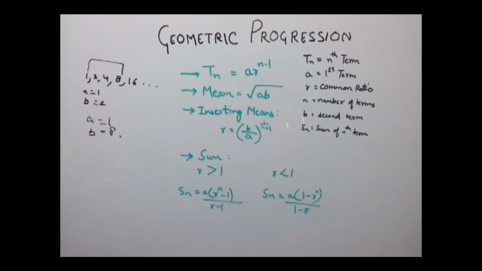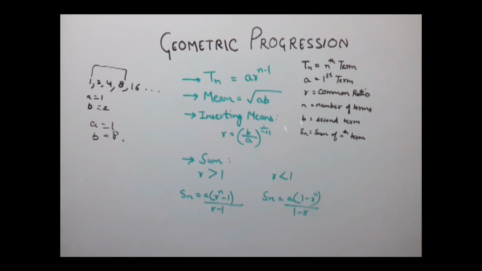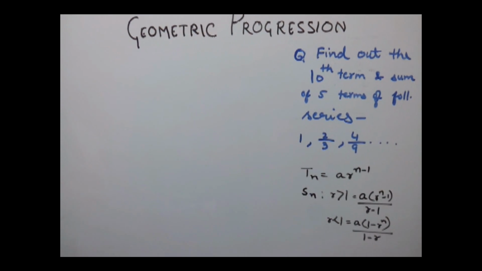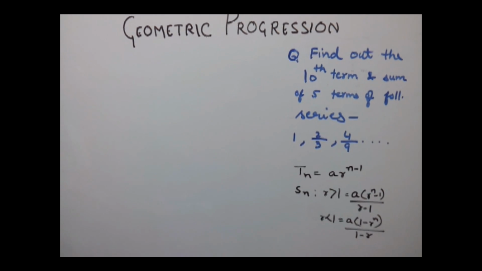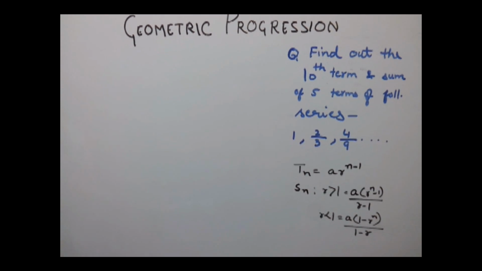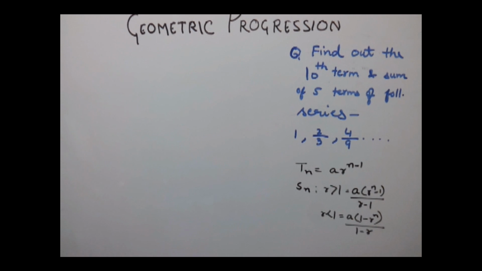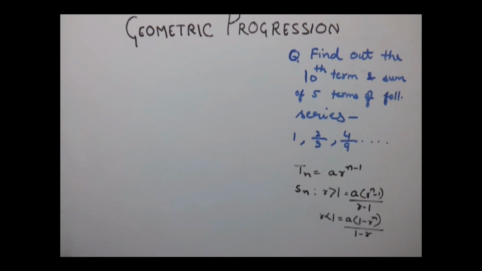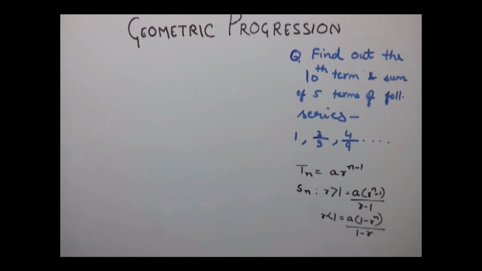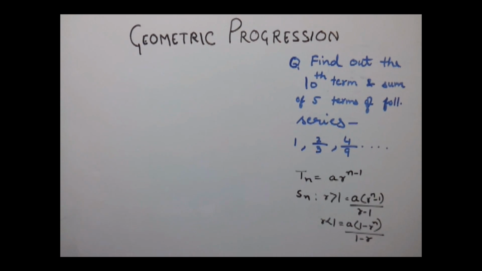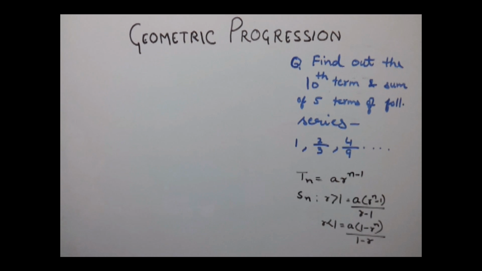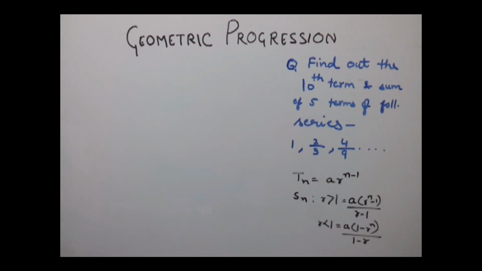Now let's understand this with some examples. The example is: find out the 10th term and sum of 5 terms of the following series. The series is 1, 2 by 3, 4 by 9. Now first of all, we need to check what kind of series this is, whether it is an AP or GP or HP.